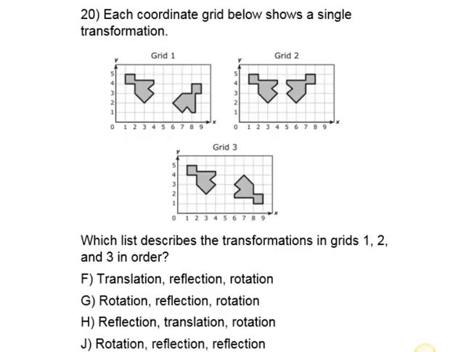This is number 20. Each coordinate grid below shows a single transformation. Which list describes the transformation in grids 1, 2, and 3 in order? Our answer choice F is translation, reflection, rotation. G is rotation, reflection, rotation. H is reflection, translation, rotation. And J is rotation, reflection, reflection.